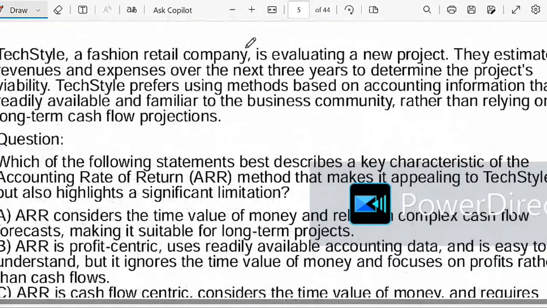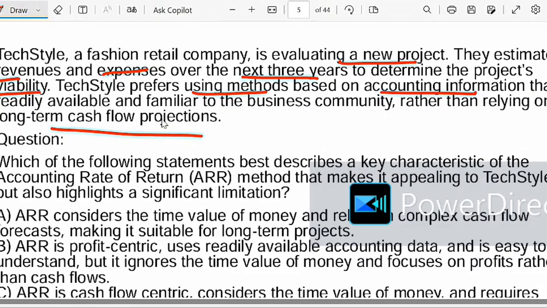So friends, the question is: Take a Style is a fashion retail company. It is evaluating a new project. They estimate revenue and expenses over the next 3 years to determine the project viability. Viability means whether the project is worth investing in. They prefer using methods based on accounting information that is easy to access and familiar to the business world, rather than relying on long-term cash flow projection. So that is the question.